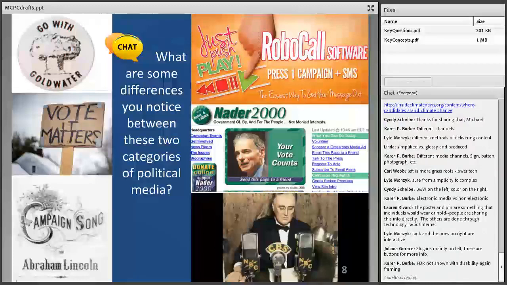And also the difference between an individual form of expression, as Lauren's saying, and an expression that's actually created through necessarily groups of people working together through technology of a higher order. Also gives us an opportunity to talk about what we mean by interactive media as opposed to non-interactive media. Slogans or exchange. A really interesting point about framing with FDR.